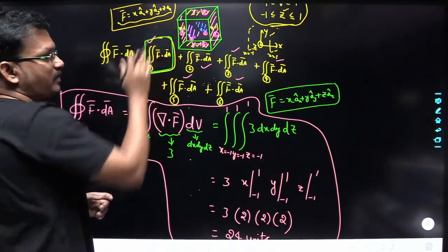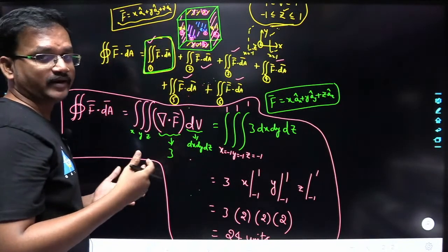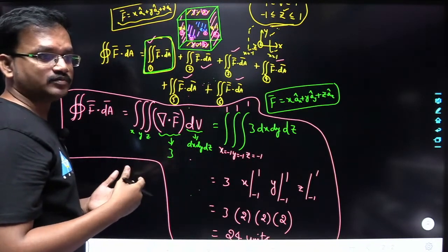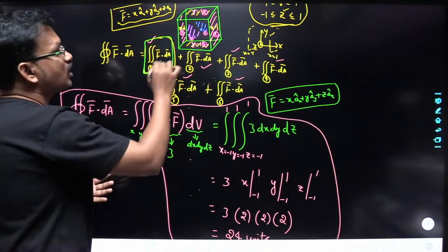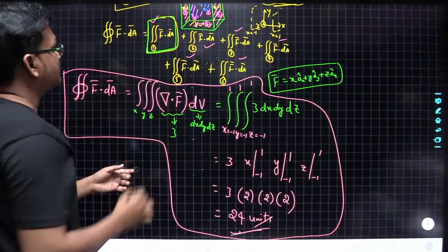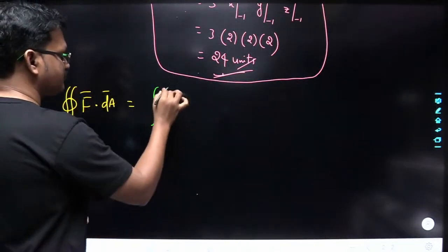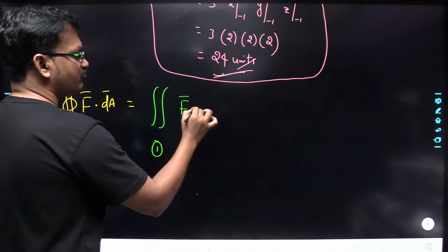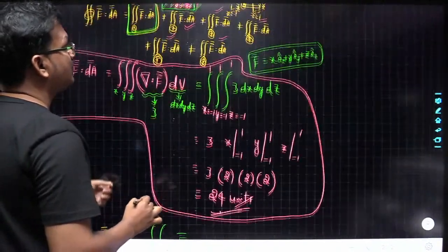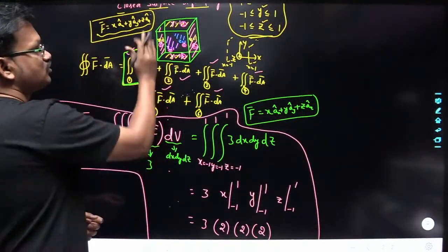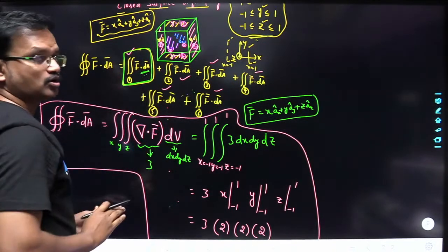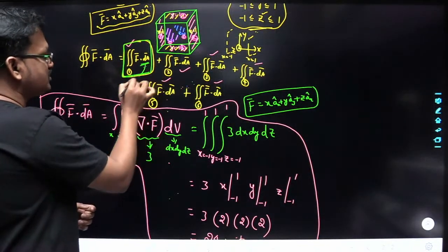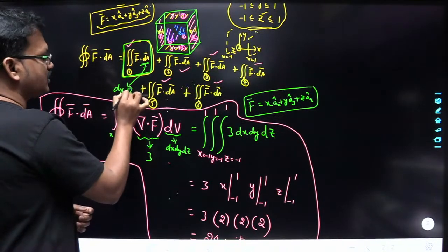So x is equal to -1 means it is an x is equal to constant plane. So x is equal to constant plane means what are the variables here? y and z are variables. So I am taking this first surface, f bar dot dA bar. This surface I am considering, that is x is equal to -1, so the variables are y and z. That means this dA will become dy into dz.